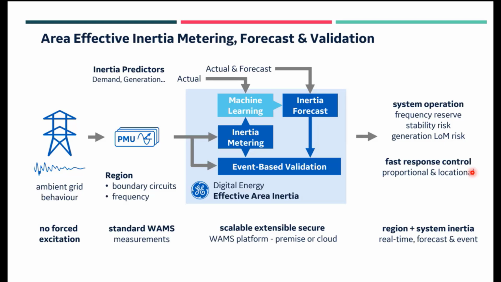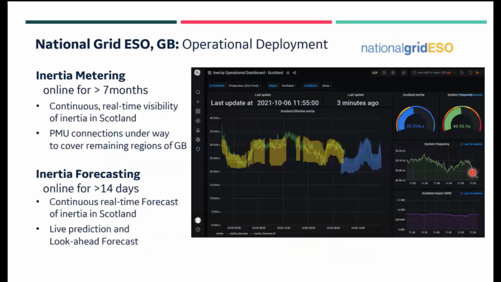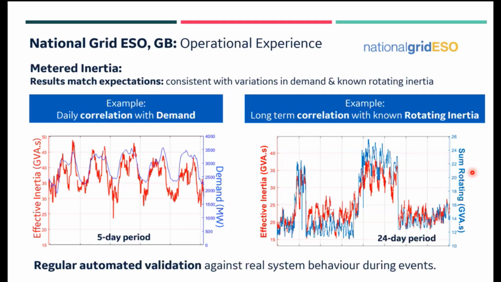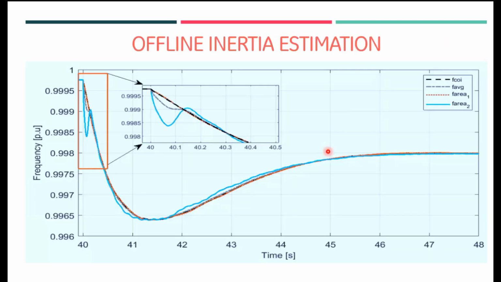So the testing has been done. Some countries have deployed it, like Britain, which has a problem of lower inertia. They have already deployed this kind of method in their system also. So you can see the live inertia, they can predict the inertia in real time and check whether it is matching with the actual response or not.